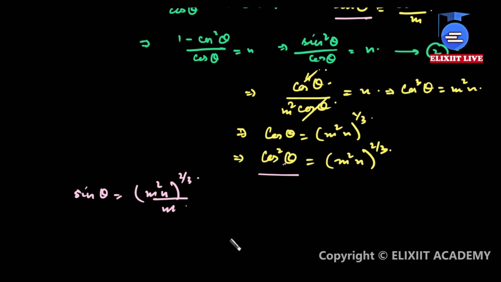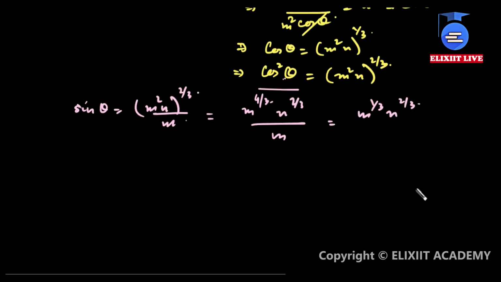What are you getting from here? (m square n) whole to the power 2 by 3 divided by m. This is actually m to the power 4 by 3, n to the power 2 by 3, divided by m. Ultimately this is 4 by 3 minus 1, so this is m to the power 1 by 3, n to the power 2 by 3. Clear? So this is actually your sine theta.